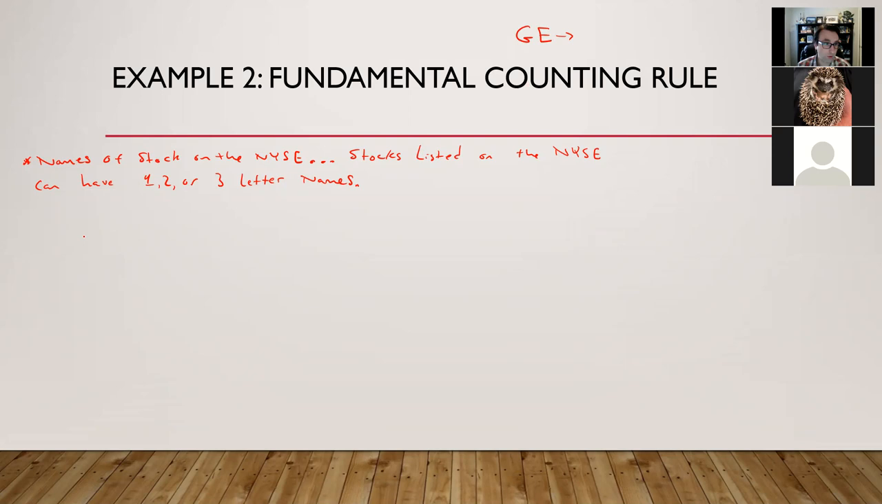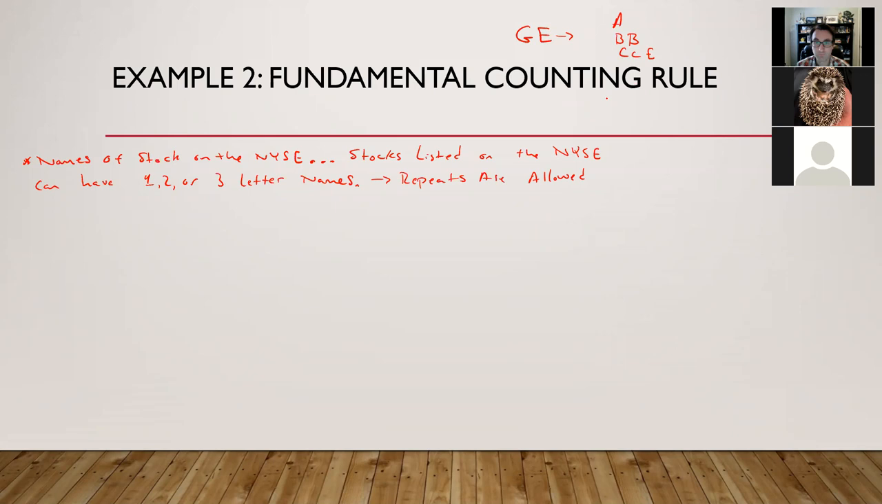So the names of stocks on the New York Stock Exchange can be listed as having 1, 2, or 3 letters. So an acceptable stock could be called A. Okay. Repeats are allowed. So an acceptable stock company name could be BB, right? Or another acceptable stock name could be CCE. I don't know if there's a stock with that name, but these are all acceptable names, okay?